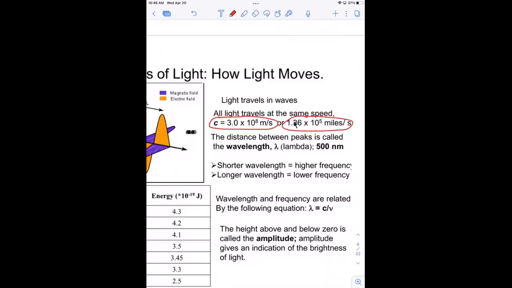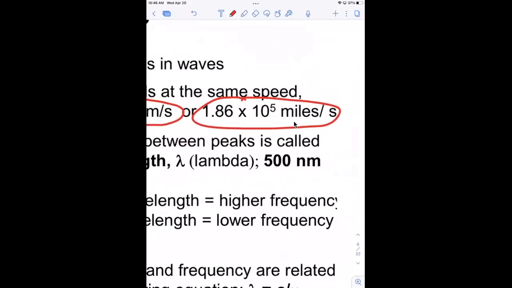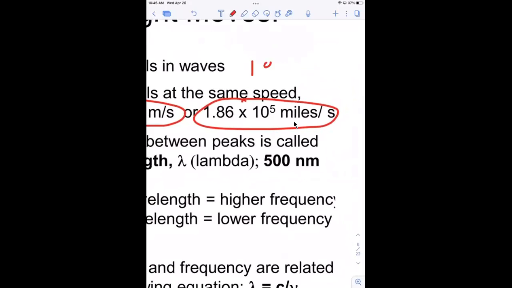Light is traveling at 1.86 times 10 to the 5. So let me give you that number. That is 186,000 miles per second. You can calculate how many miles per hour that is by, I think it's 3,600 seconds in an hour. So you'll put that in the top, divide that by 3,600, and you'll know how many miles per hour that is.